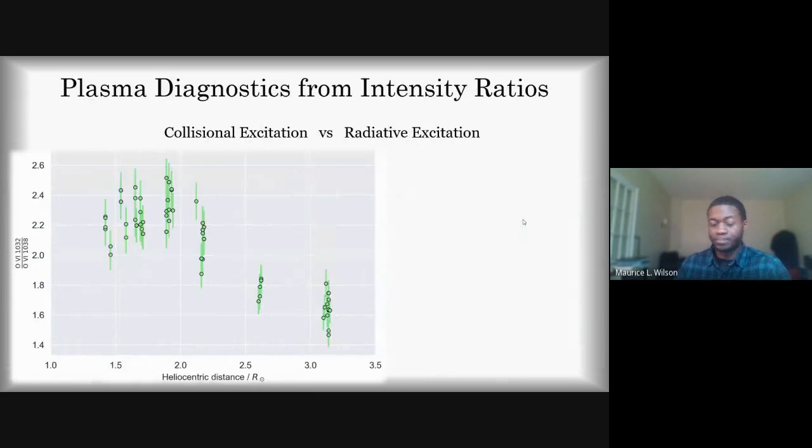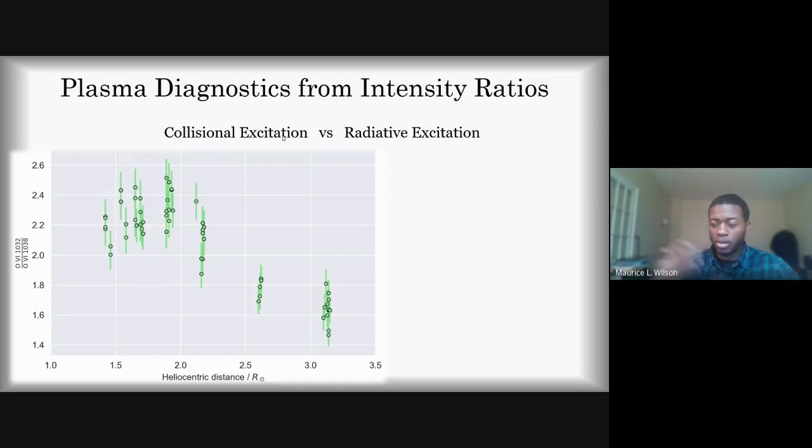Now I'll describe how we constrain the physical properties of the CME using plasma diagnostics from intensity ratios. The overall concept is that with these ions, there's a balancing act between the collisional excitation of the ions versus the radiative excitation of the ions.